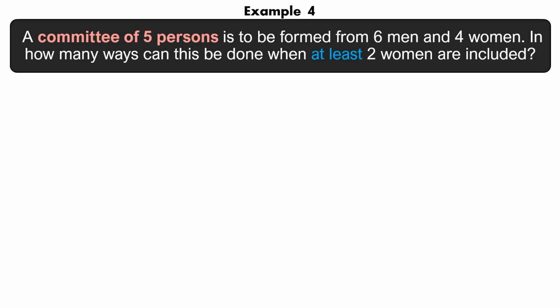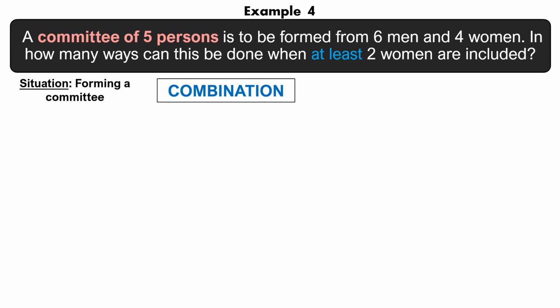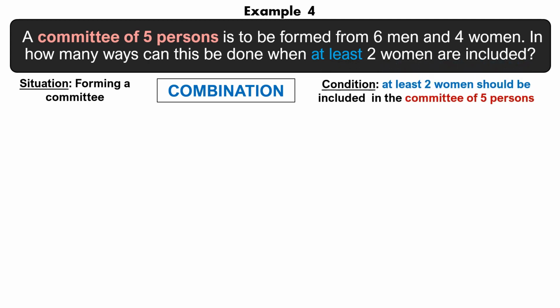Example number 4. A committee of 5 persons is to be formed from 6 men and 4 women. In how many ways can this be done when at least 2 women are included? The situation here is forming a committee of 5 persons. So the order does not matter here. So it is a combination. What is the condition needed? The condition is at least 2 women should be included in the committee of 5 persons.